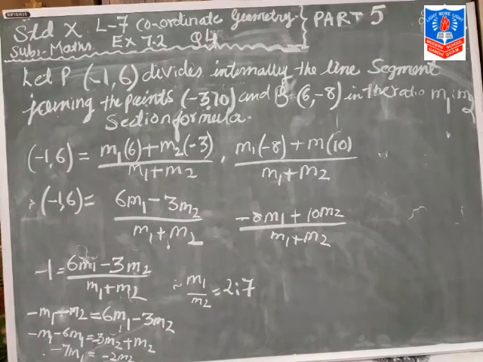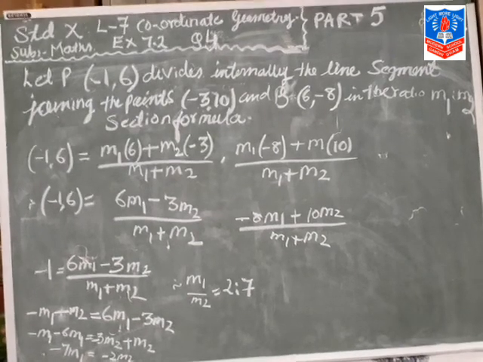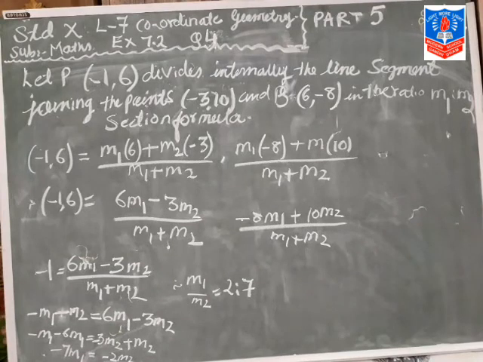Now children, we will start the fourth question. Find the ratio in which the line segment joining the points (-3, 10) and (6, -8) is divided by (-1, 6). Clear? We have to find out the ratio. Okay, so we will apply the section formula.